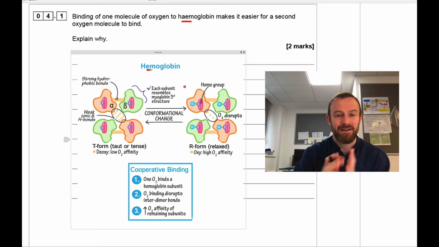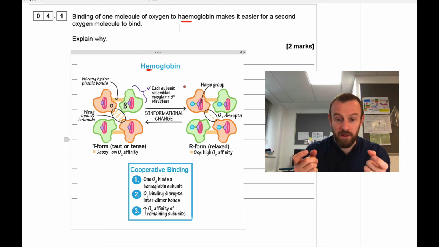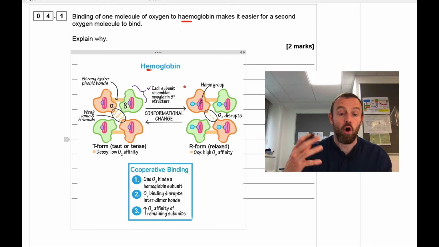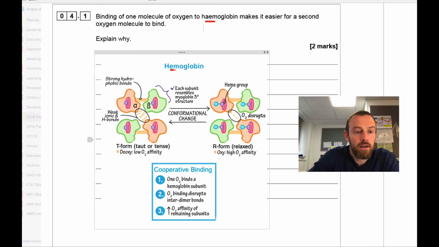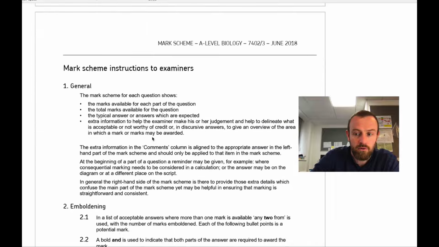So that's what you need to say. So when the first oxygen binds, it causes a conformational change in shape of the quaternary structure such that heme molecules within hemoglobin are more easily accessible for other oxygens to bind. And this is called positive cooperativity. Right. Let's check the mark scheme, make sure that's exactly what we need to say. Ooh, why have I gone all the way down here?